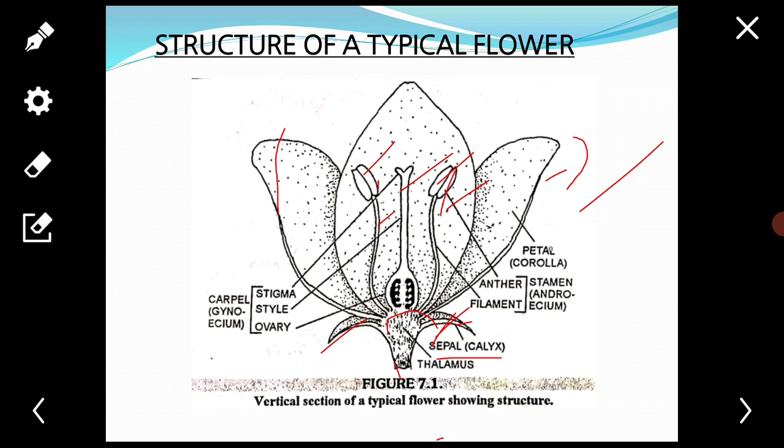Walls of anthers also aid in dispersal of pollen grains. Later on germination, pollen grains produce male gametes.